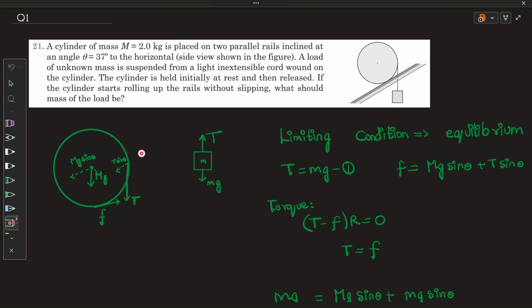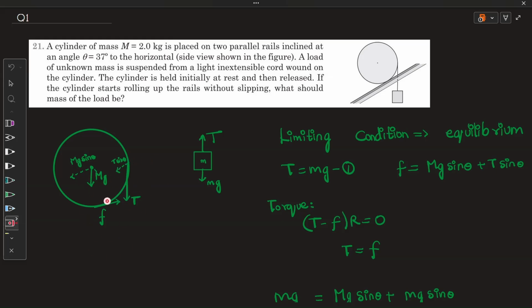Now if you see the free body diagram of the cylinder, there is mg sin theta along the incline and mg acting downwards. Frictional force is acting in this direction and tension is here, and the component of tension along the incline is T sin theta. Mg is downward, T is also downward. The mg component in this direction is mg sin theta, so the T component in this direction is also T sin theta.